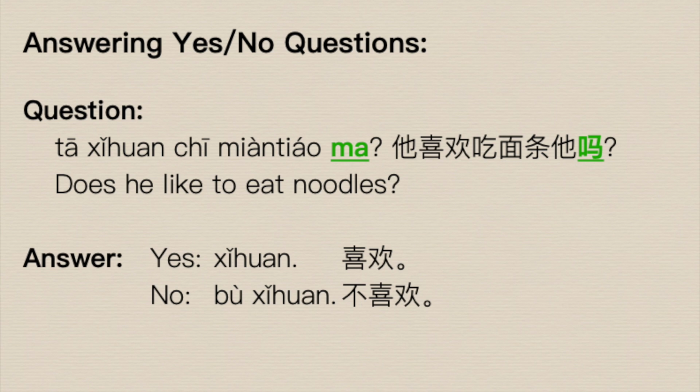All right, let's take one final example using that ma sentence ending particle as opposed to our X bu X structure. So if you can remember back to a few minutes ago, we used the example 他喜欢吃面条吗? Does he like to eat noodles? So the verb we can state here is 喜欢. We have two options, 喜欢 or 不喜欢. Those are our yes and no for this particular sentence. 他喜欢, he does like them. Yes. 他不喜欢, he does not like them.